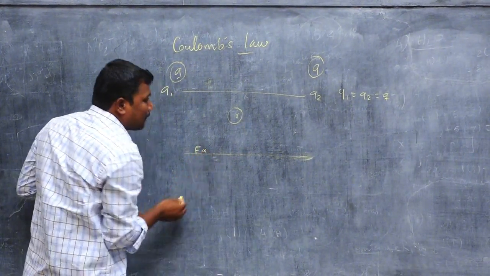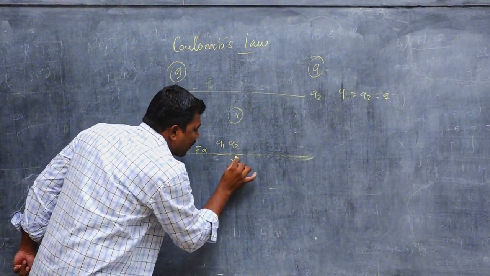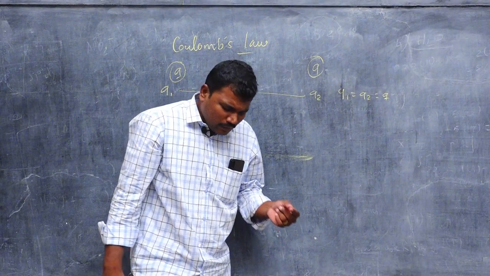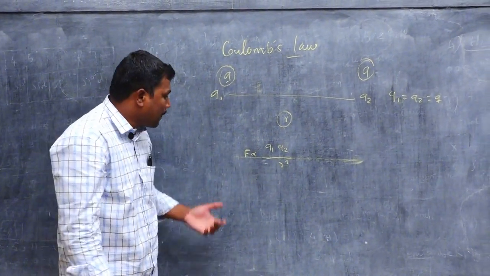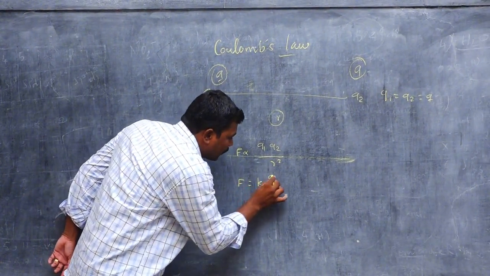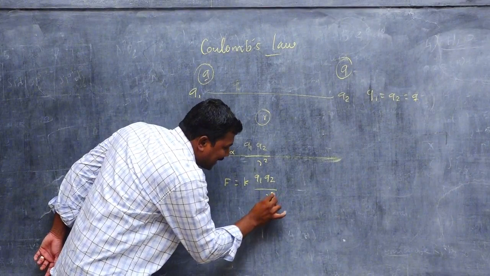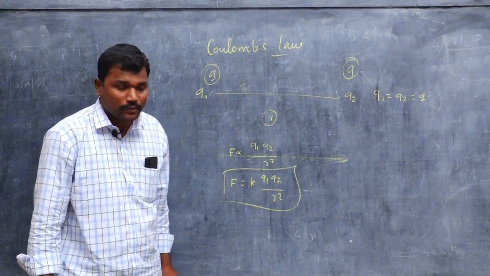Force is directly proportional to the product of charges Q1, Q2 divided by R square. Remove the proportionality and put in a constant. Then F is equal to K Q1 Q2 by R square.